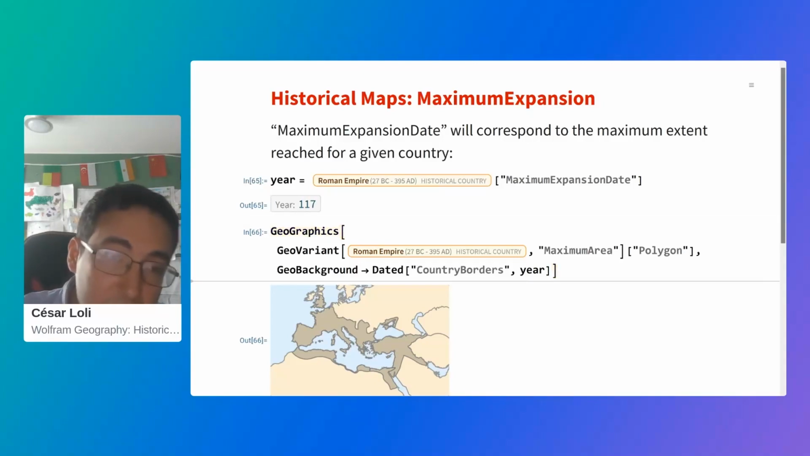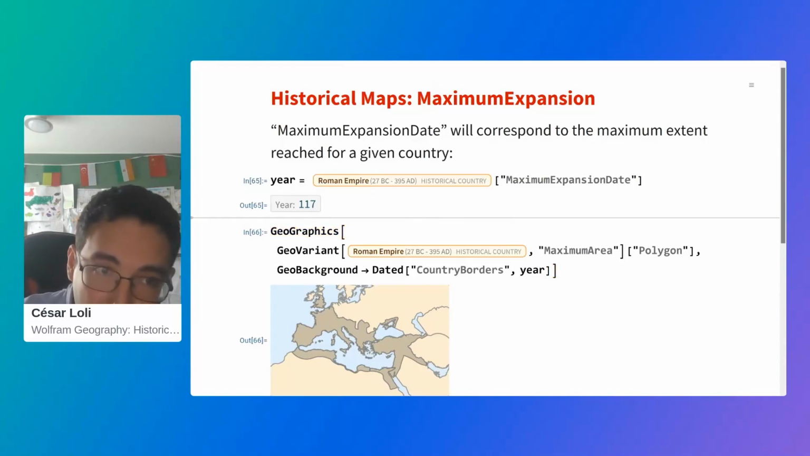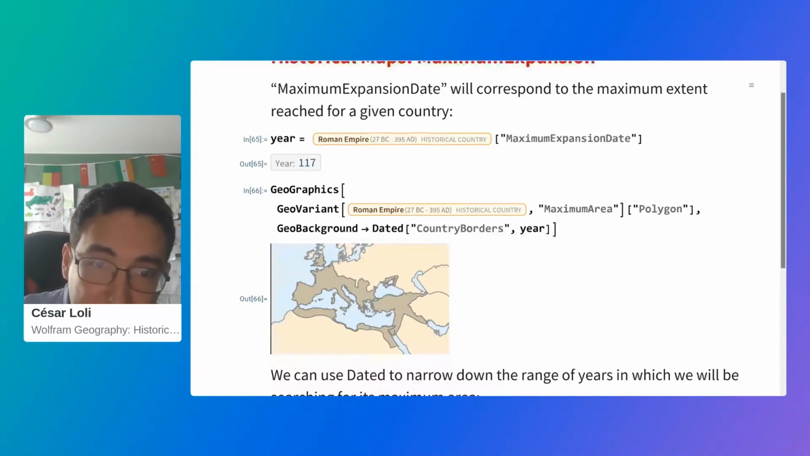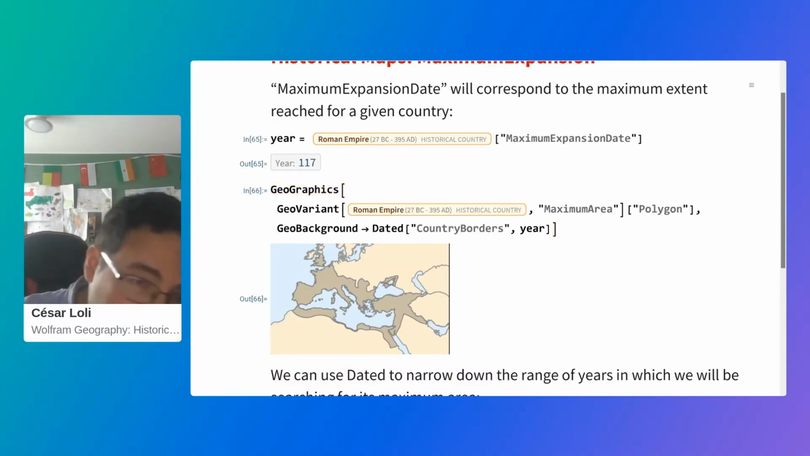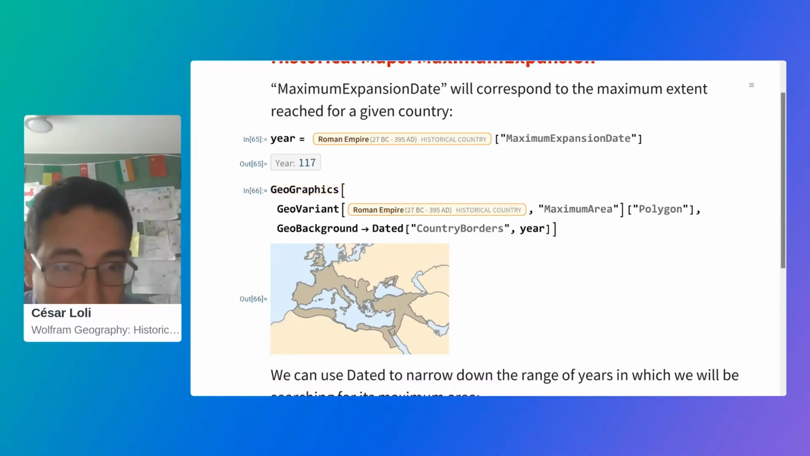This, along with, for instance, the options in GeoBackground, can allow us to see how the world was like in that year and how the entity looked compared to the other countries.